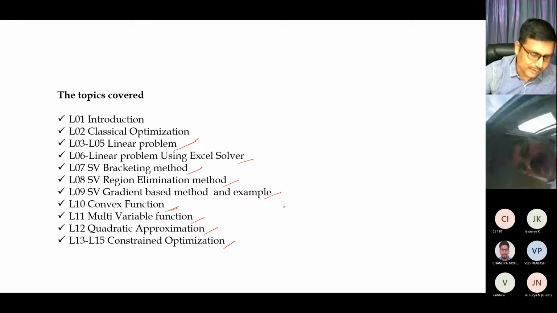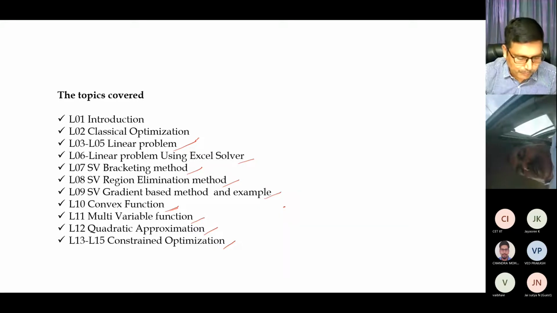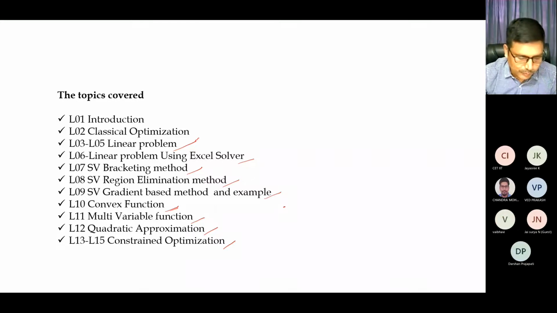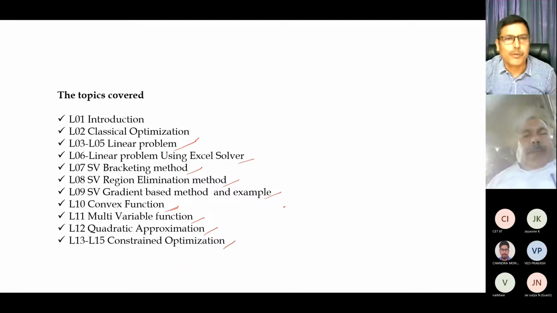And then I discussed constraint handling. Whatever I had discussed earlier can only solve a problem without any constraint. Then I discussed how you can handle constraints. The penalty parameter approach I have discussed, which you can apply for solving a constrained optimization problem.